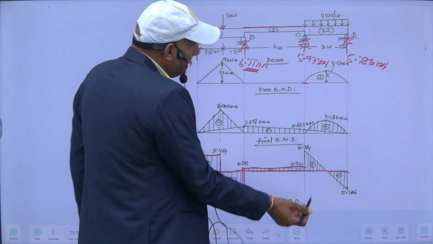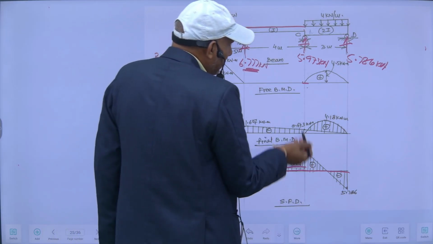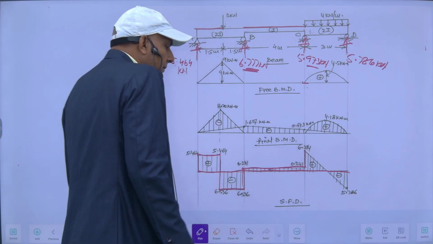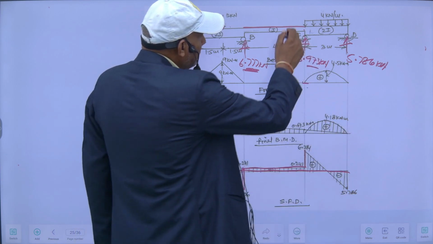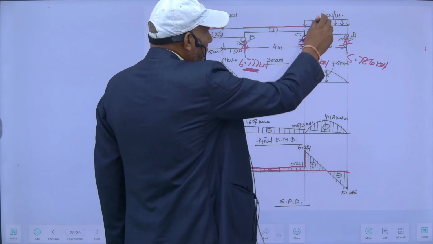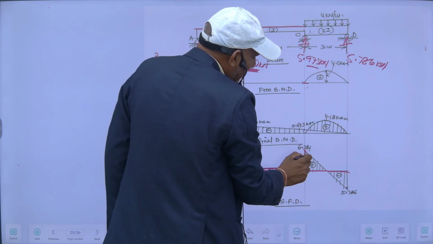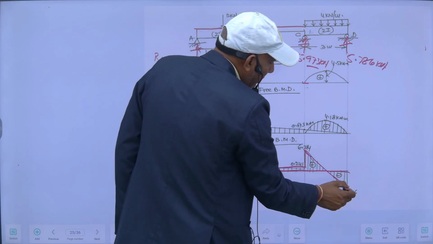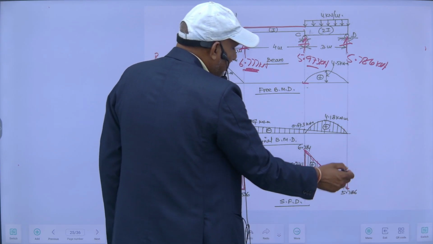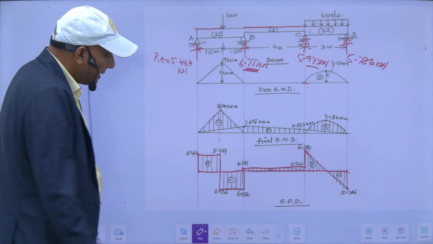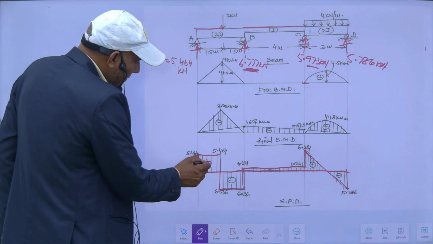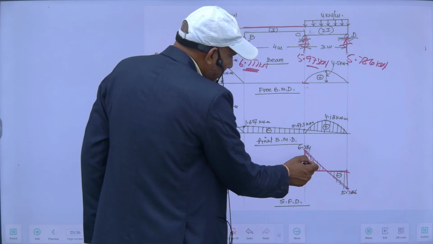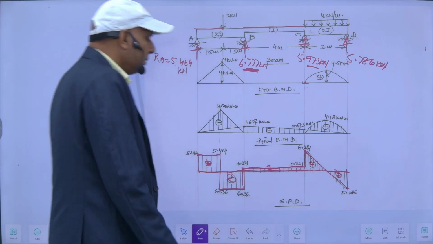Further, there is an upward reaction, means this plus 5.97, I will get 6.214. And then this portion is downward, so this minus 4 into 3, 12. I will get this one. Since it is UDL, it is inclined, 5.786, then it will go upward. This is my shear force diagram. This one is plus, minus, plus, plus, and this minus.